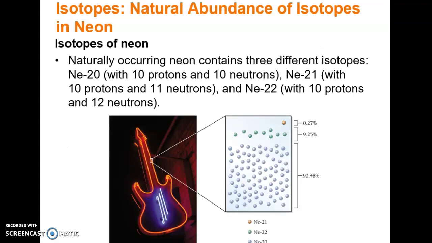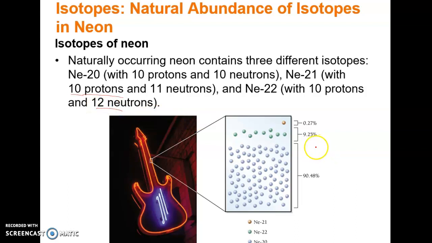So we're going to talk about neon here. Neon actually occurs in a few different isotopes. Naturally occurring neon contains 3 different isotopes. There's neon 20, which means that you have 10 protons and 10 neutrons. Neon 21 would have 10 protons. Remember, neon's atomic number is 10, so it's always going to have 10 protons, but 11 neutrons. I'm going to show you how we got to that number. And then neon 22 would have 10 protons and 12 neutrons.